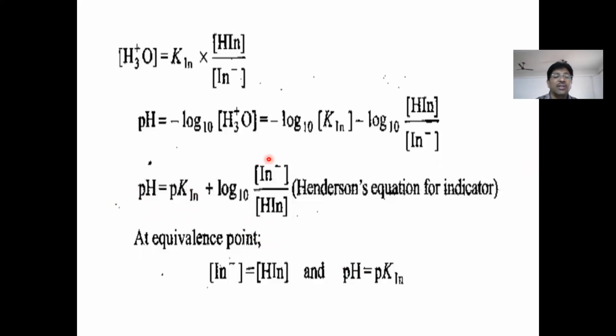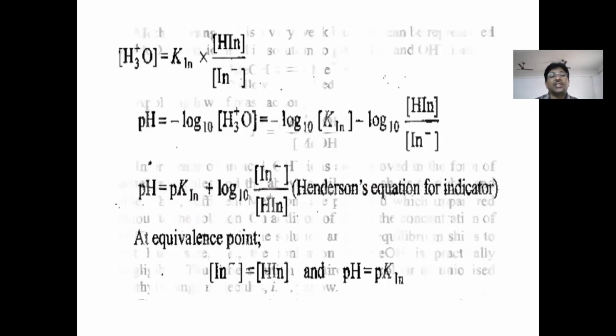So write down this equation: pH is equal to pKIN plus log of IN minus concentration by HIN concentration, where pKIN is nothing but minus log KIN.